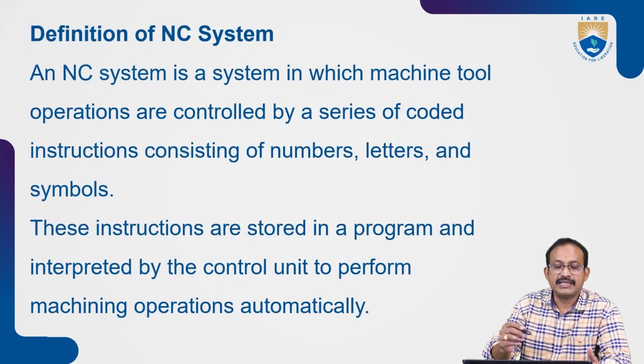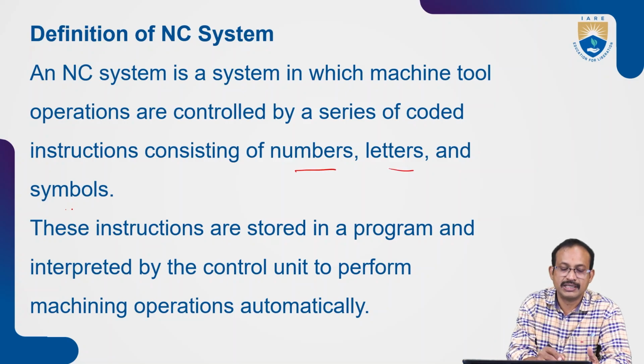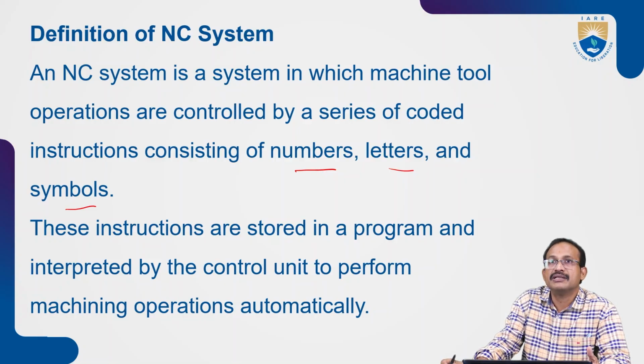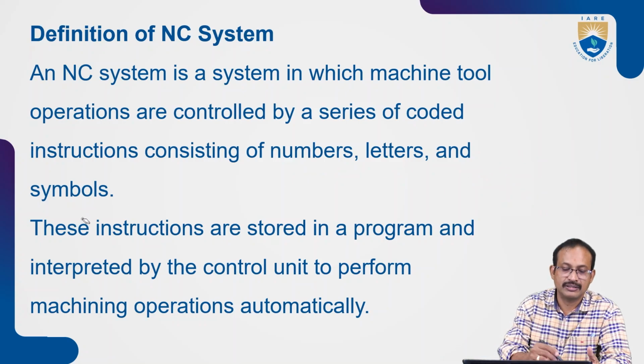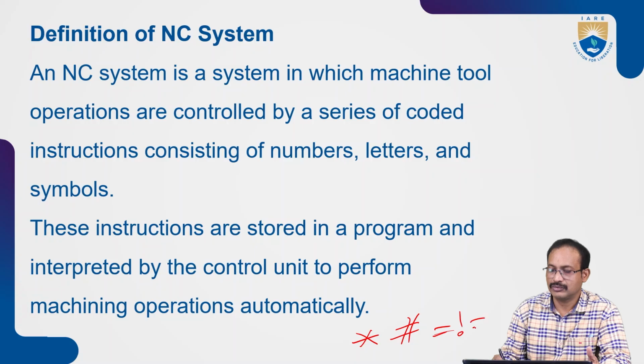Definition of NC system. An NC system is a system in which machine tool operations are controlled by a series of coded instructions consisting of numbers, letters, and symbols. What are those? Numbers, letters, and symbols. So in NC systems, machine tool operations are completely controlled by a series of coded instructions consisting of numbers, let us say 0 to 9, letters, small case a to z and capital A to Z, and some symbols. Symbols are hash, star, equal to, not equal to, etc.